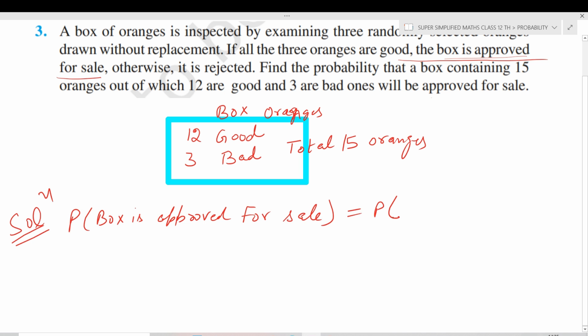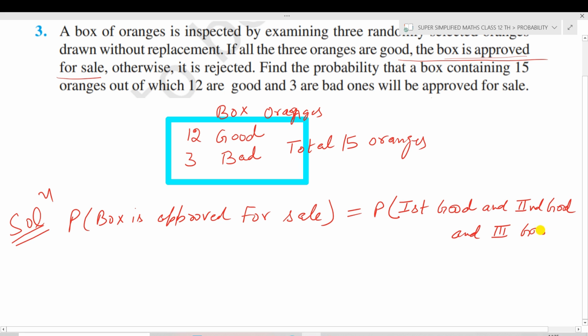to be good. So that means this is equal to the probability of first good orange and second good orange and third good orange. All of them should be good. So let us see what is going to be the probability of first good orange. Since there are total 15 oranges, out of which 12 are good, the probability of first good orange will be 12 by 15.